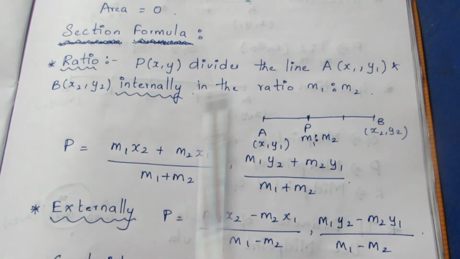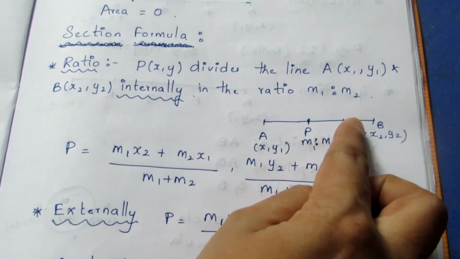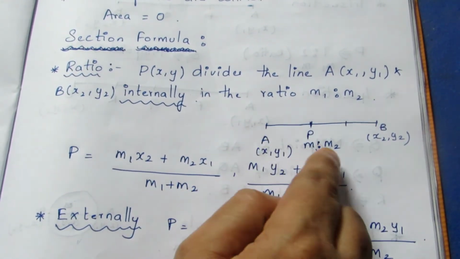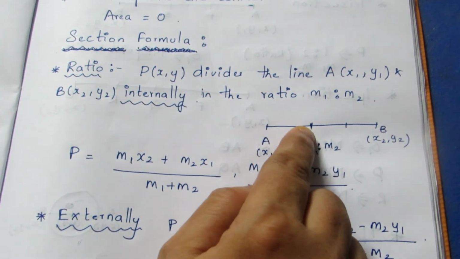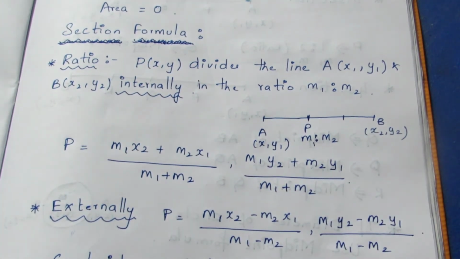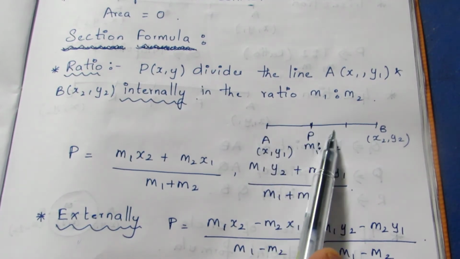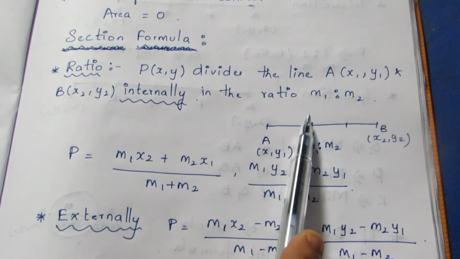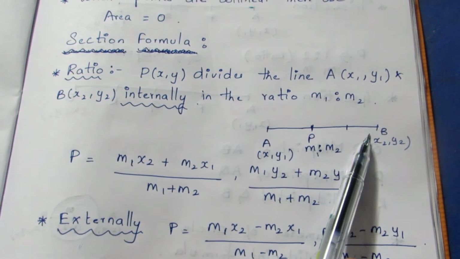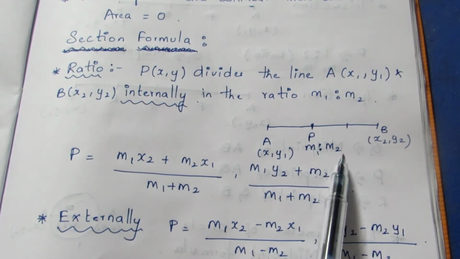The ratio means what? The line is divided in parts. In m1 is to m2, the front part is m1, and the back side is divided as m2. If they are equal, in the front it is 1, in the back side it is 2. So the ratio will be 1:2 according to this diagram. But for any division, P can be written as the ratio m1 is to m2.